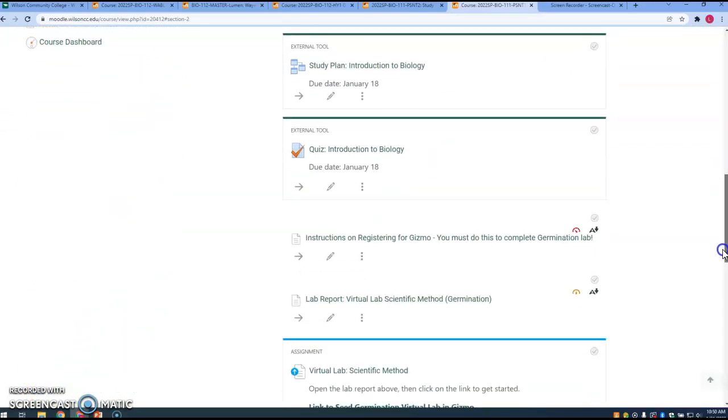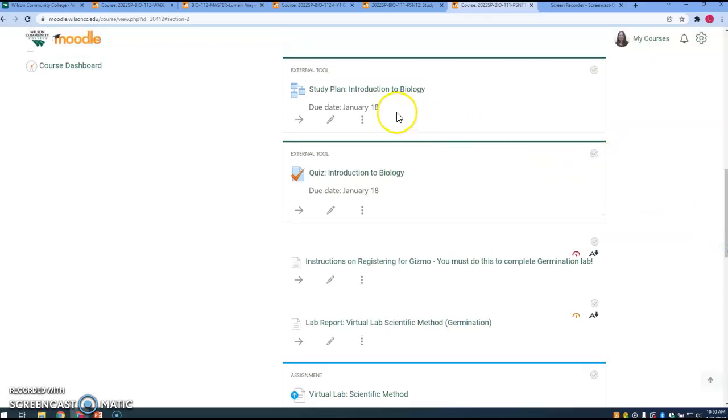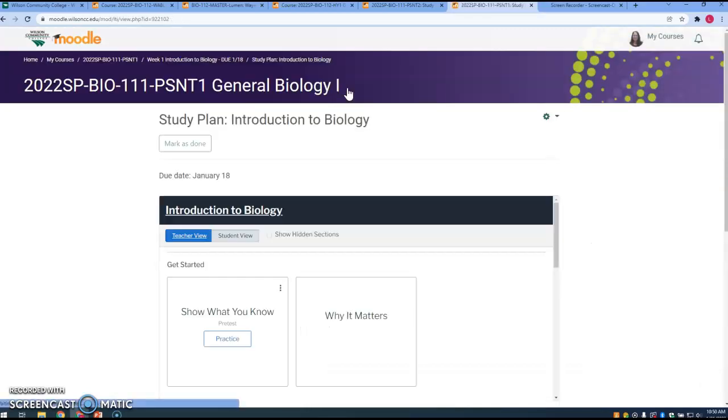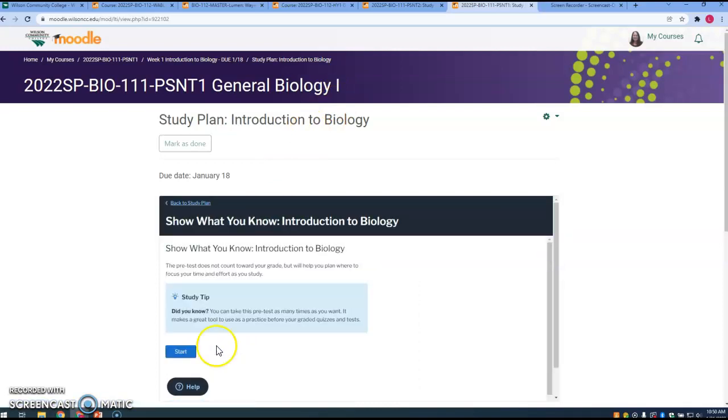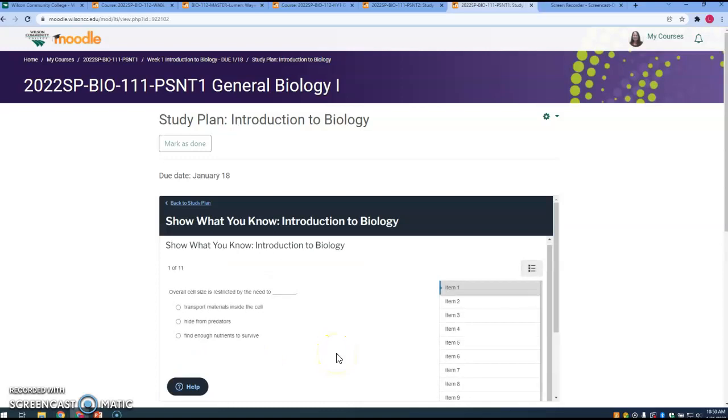Okay, so what you need to do is, for every chapter, go to the study plan, and then go to Show What You Know. Show What You Know contains a certain number of questions. It's never the same for each chapter. This particular one contains 11 questions. However, these are questions from a test bank of somewhere around 40 questions per chapter.